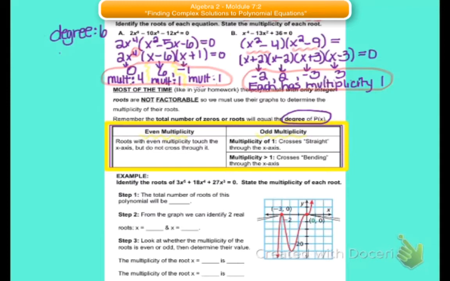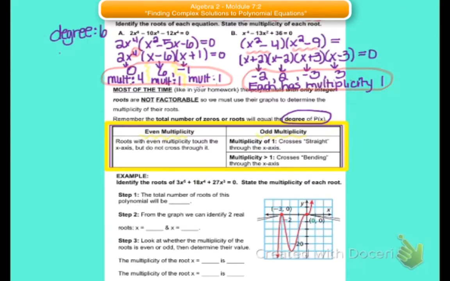For an odd multiplicity, there's two different possibilities. If there's the multiplicity of just 1, so in other words, if it counts as just a single solution, you'll see the graph just cut right through the x-axis, just cross right through. But if the multiplicity is an odd number greater than 1, then it's going to cross by bending through the x-axis. And I think we'll go ahead and take a look at this graph below, and I think that'll make more sense to you as far as going straight through or bending through or just touching the x-axis.